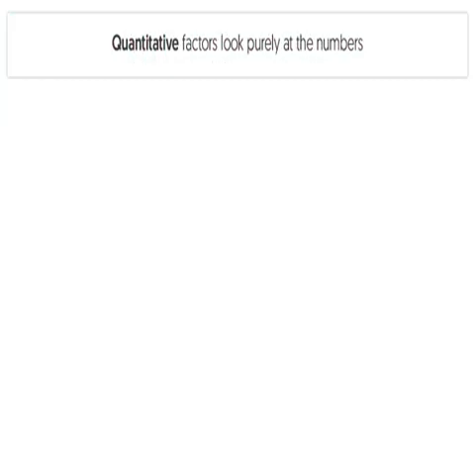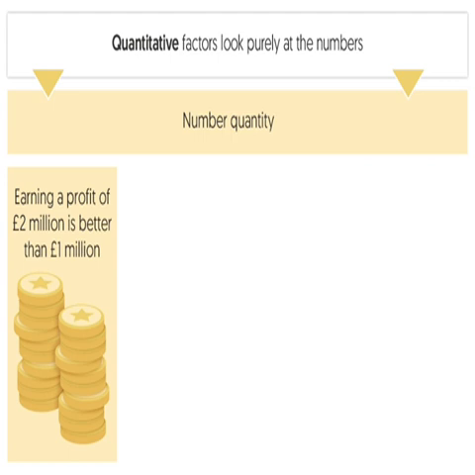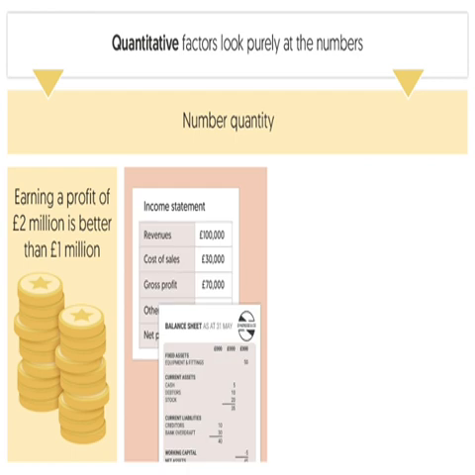Quantitative factors, on the other hand, look purely at the numbers. Think of this as a number quantity to help you remember. It will show that earning a profit of £2 million is better than £1 million, regardless of anything else going on. To examine these quantitative factors, a business will look at their income statement and their balance sheet first.